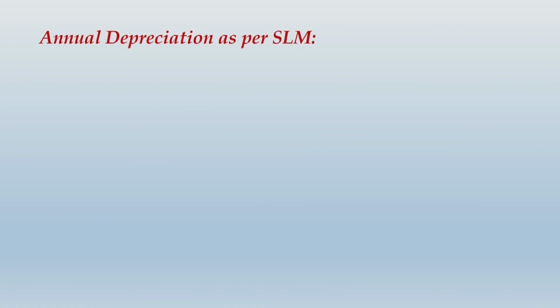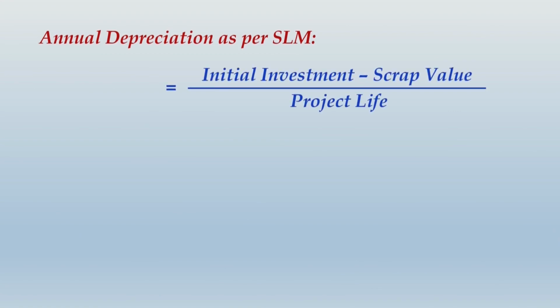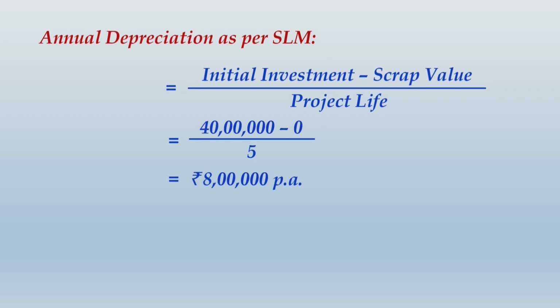Let me show you the first working over here. That will be annual depreciation as per straight line method. It will be initial investment minus scrap value divided by project life. That will be 40 lakhs minus 0 divided by 5, and that comes to rupees 8 lakhs per annum. Let us move ahead and write up the calculation of annual cash flows after tax.